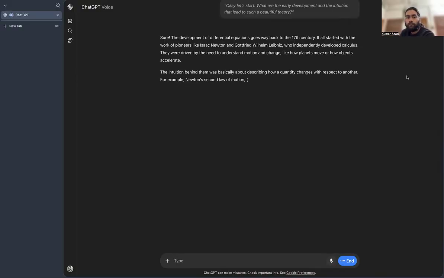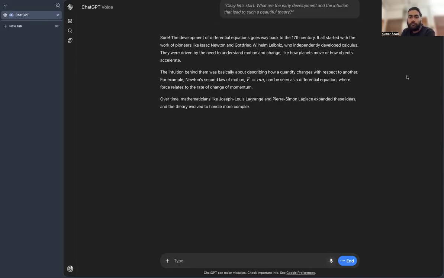For example, Newton's second law of motion, F equals ma, can be seen as a differential equation where force relates to the rate of change of momentum. Over time, mathematicians like Joseph Louis Lagrange and Pierre-Simon Laplace expanded these ideas, and the theory evolved to handle more complex systems. This laid the foundation for the rich and beautiful theory we have today.